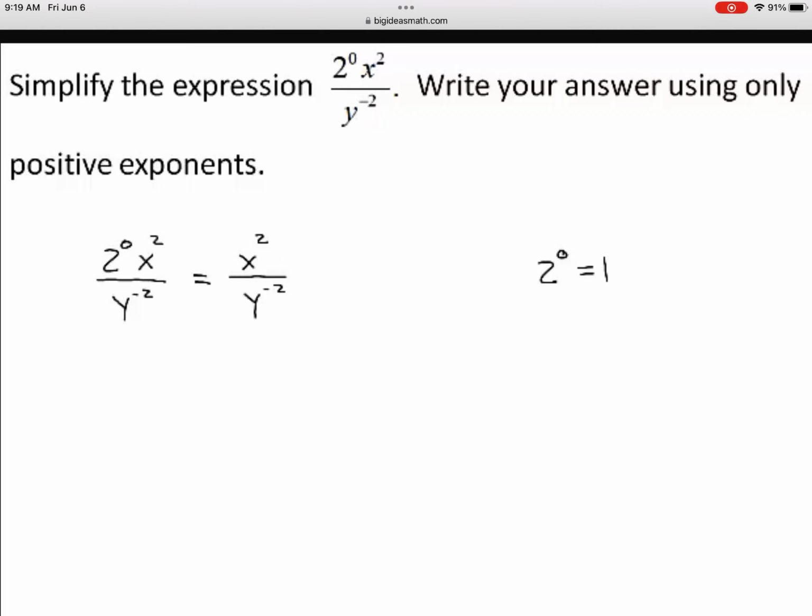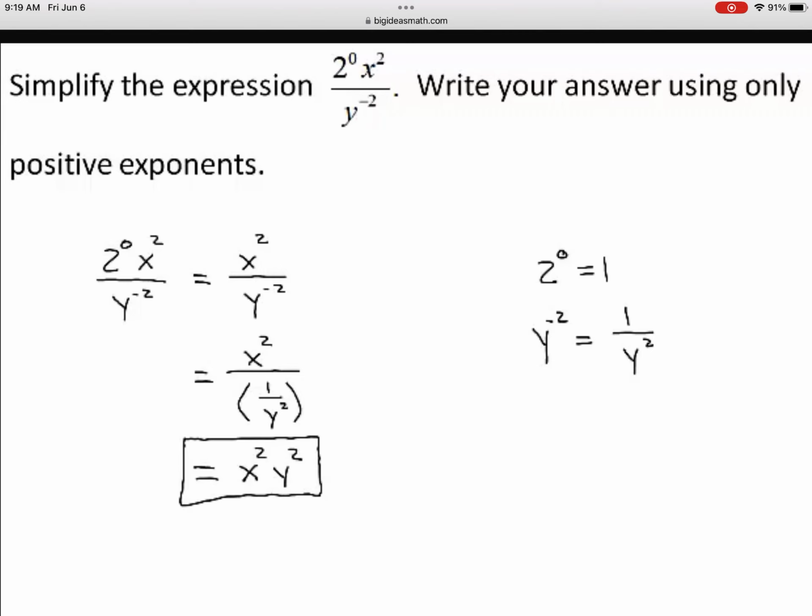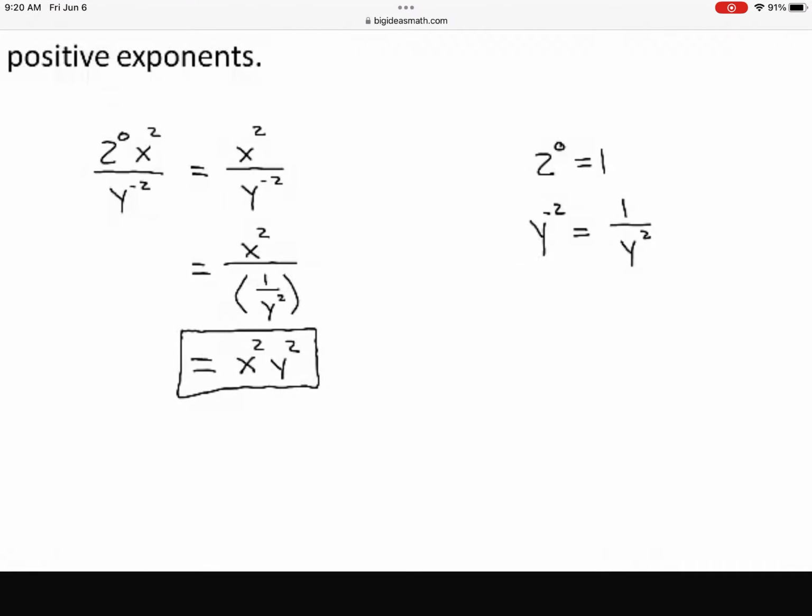By the definition of a negative exponent, y to the -2nd power is the reciprocal of y to the 2nd power. So y to the -2nd power equals 1 divided by y to the 2nd power. So 2 to the 0th power times x to the 2nd power divided by y to the -2nd power equals x to the 2nd power divided by the quantity 1 divided by y to the 2nd power, which simplifies to x to the 2nd power times y to the 2nd power.